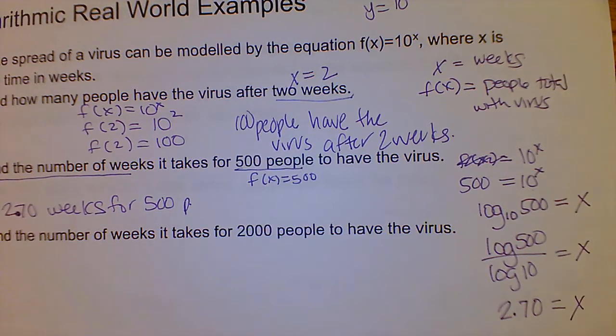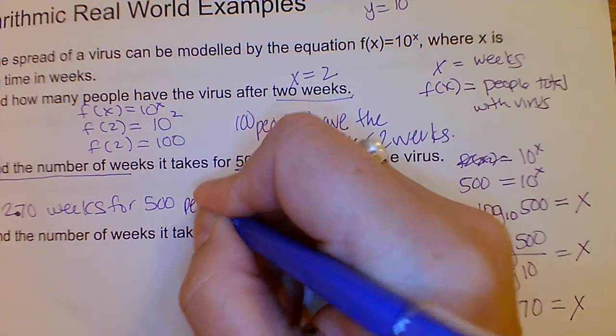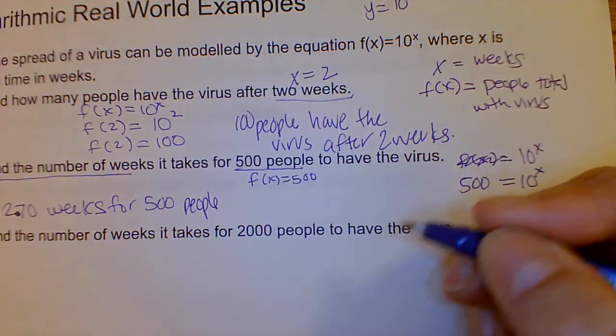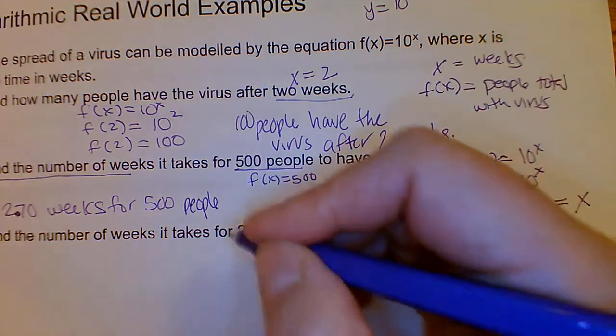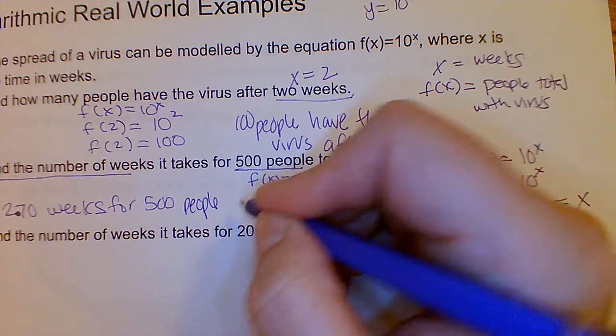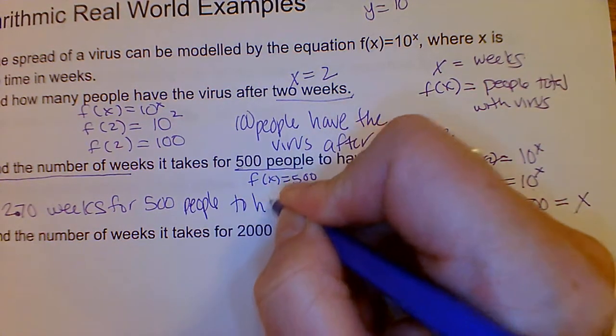2.7, Dr. Mears. 2.7 weeks for 500 people. I'm like, wow, 270 weeks, that's a long time. With a function like 10 to the x, 2.7 weeks, wow, for 500 people to have the virus.